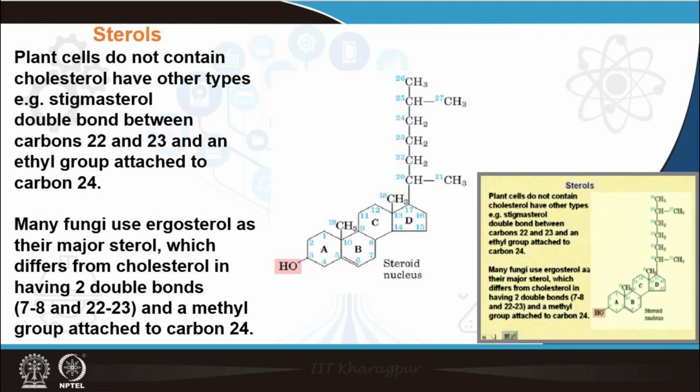In fungi, we have ergosterol, which is their major sterol. This again differs from cholesterol in having 2 double bonds, one again here in the B ring between 7 and 8 and again between 22 and 23 like stigmasterol, and instead of the ethyl group that was attached in stigmasterol, we have a methyl group attached in ergosterol.